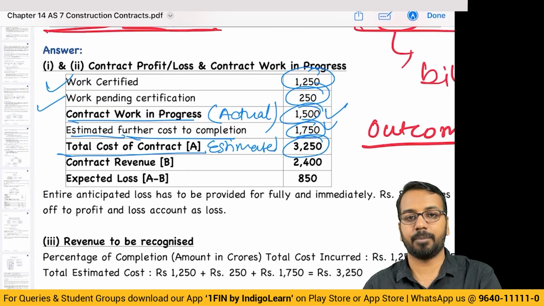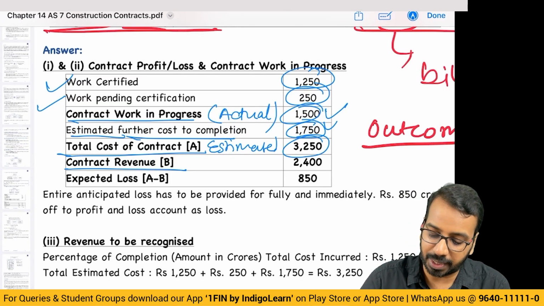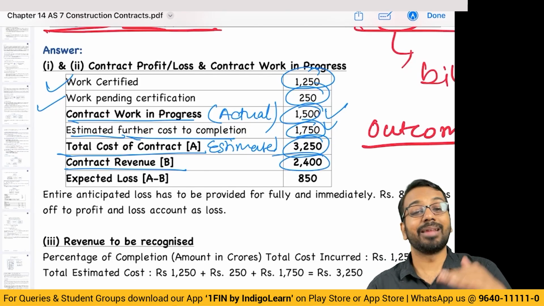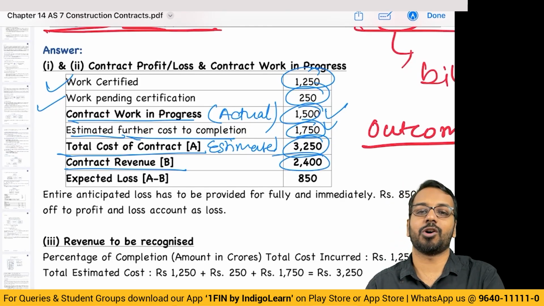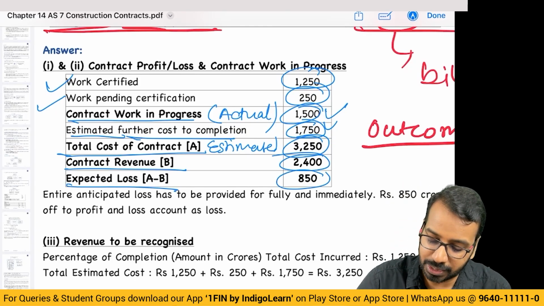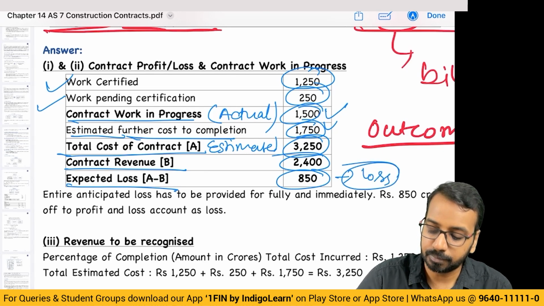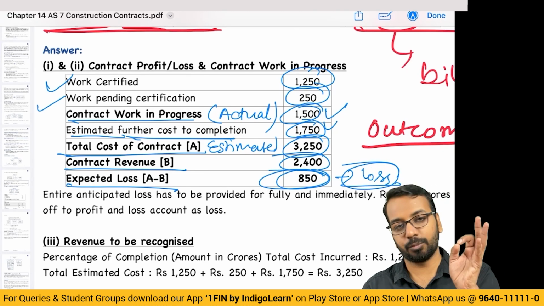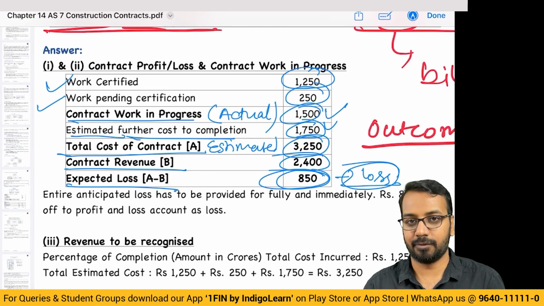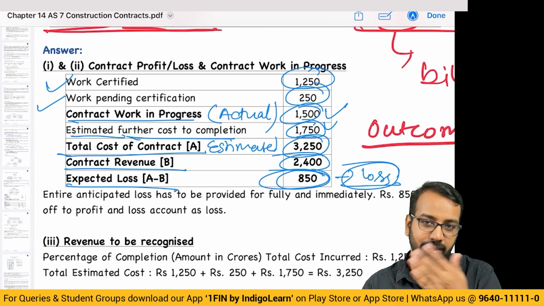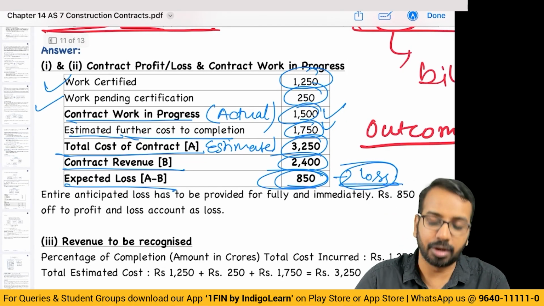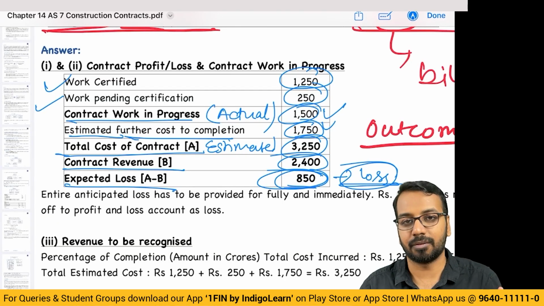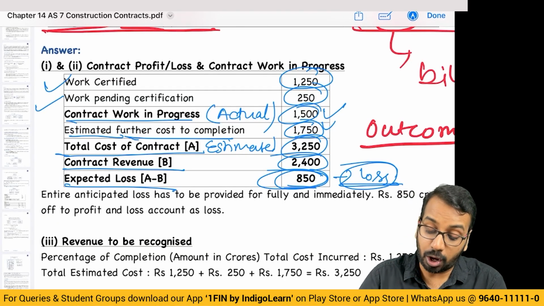This is the first step. Then what is the revenue expected? 2400. Revenue is less than cost, which means the outcome is a loss. The outcome is a loss. This 850 of loss has to be recorded in the first year itself. Okay, if it was profit, it's a different thing, but here compulsorily you have to record it in the first year itself. 850 of loss.